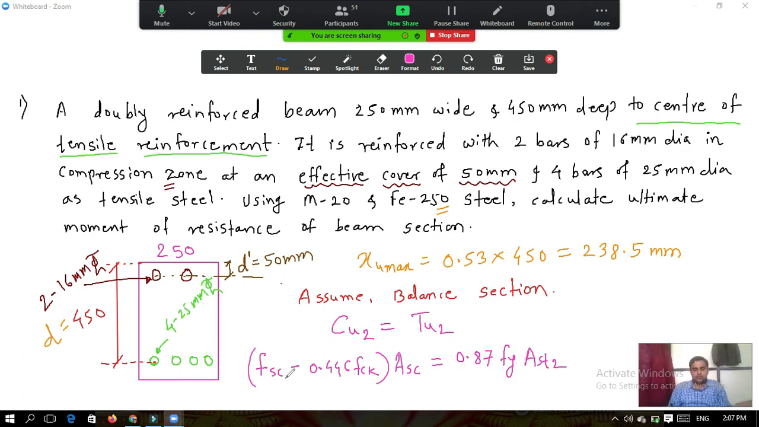Now just put the values. Calculate the value of FSC first, then put here the value of FSC. FCK is already known to you. ASC we have already calculated. You know the value of Fy. The value of AST2 is not known to us, so from this we will get the value of AST2. Do the calculation. Calculate now. What is the answer?